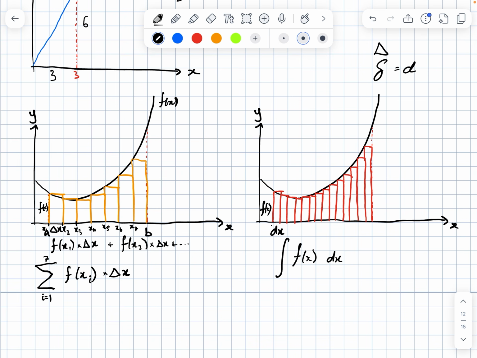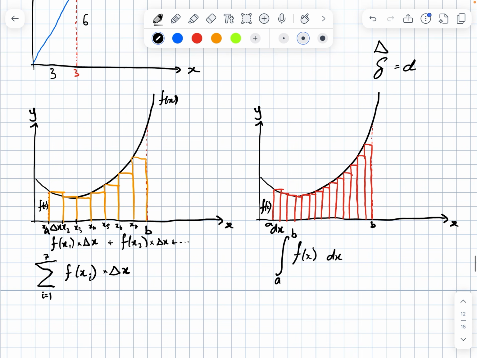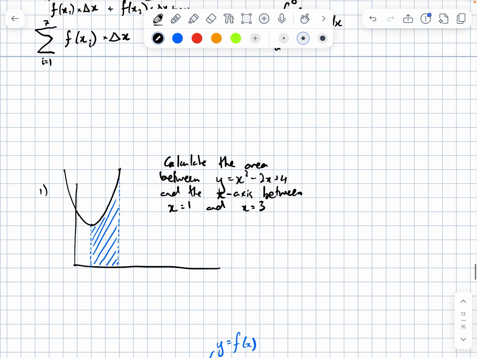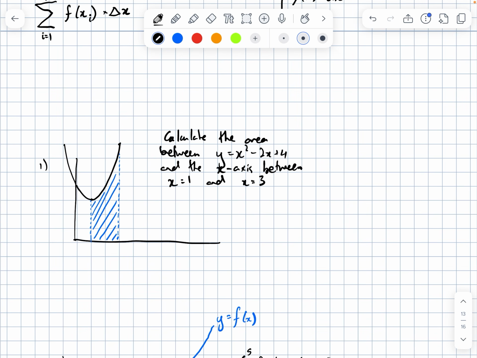We're going to do that between a and b, and we end up with what was the definite integral. And so now we can see that the definite integral is calculating the area between the curve and the x-axis. To see this in action, we're going to calculate the area between the curve y equals x squared minus 2x plus 4 and the x-axis between x equals 1 and x equals 3.